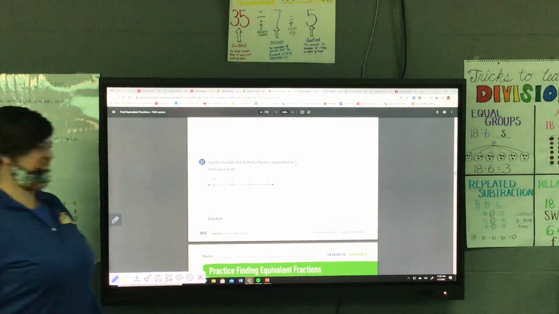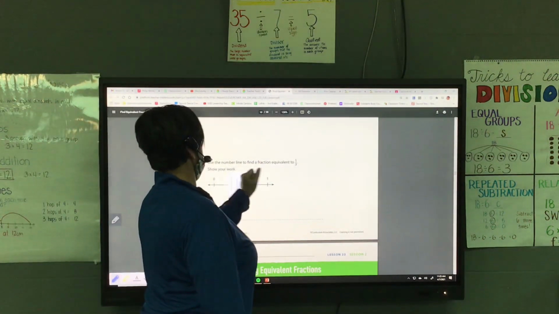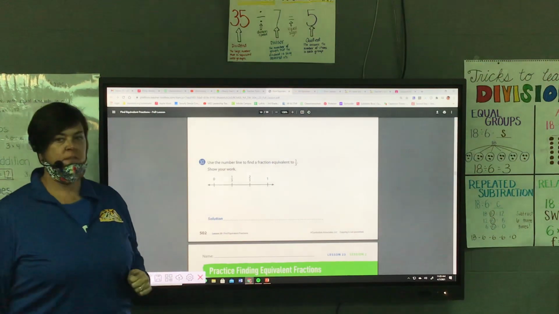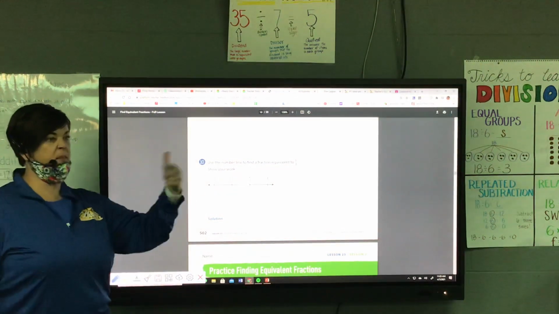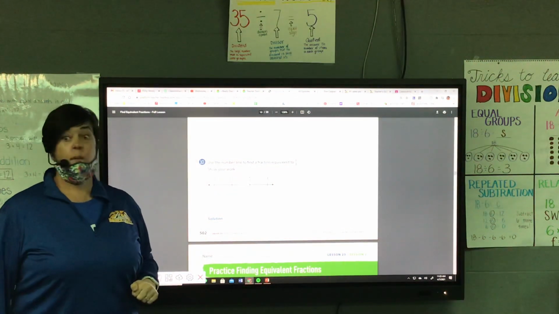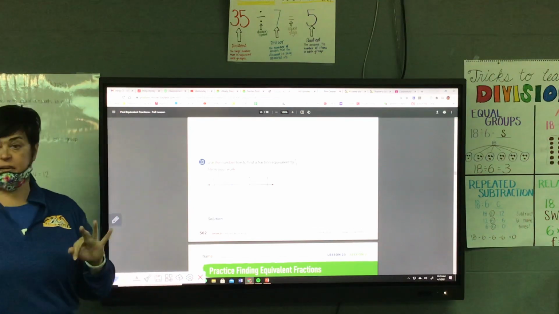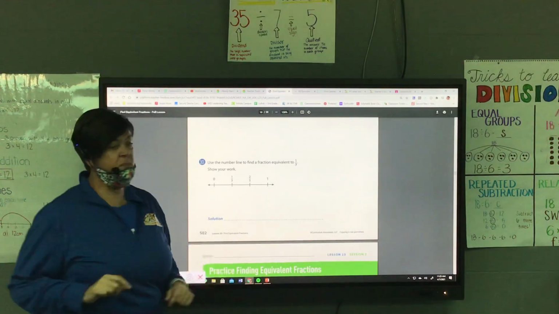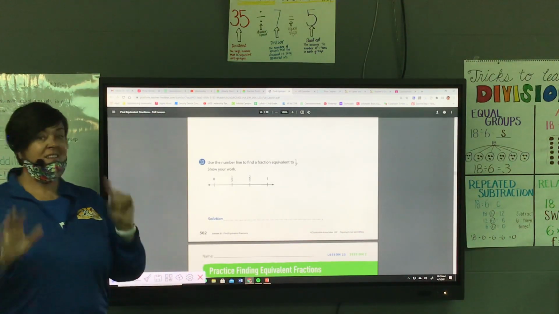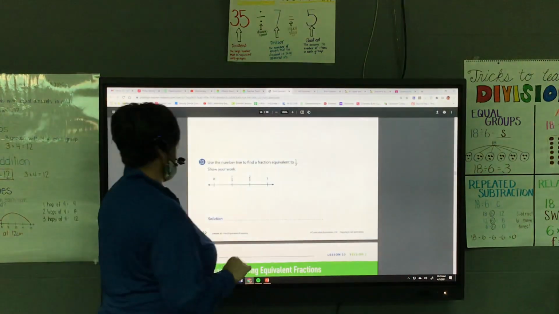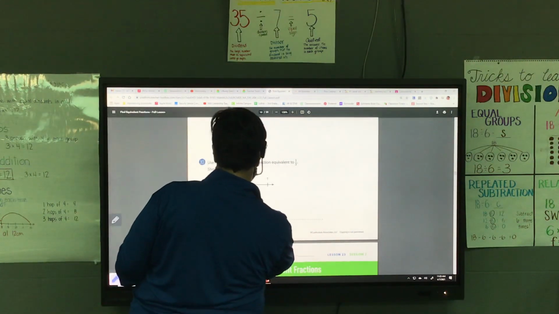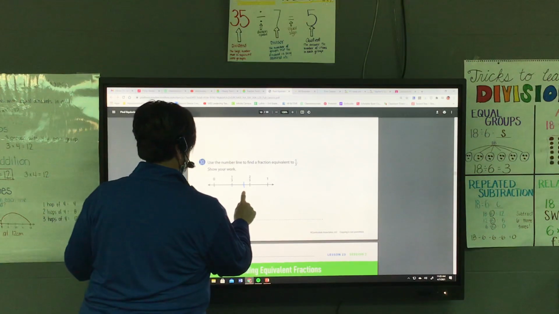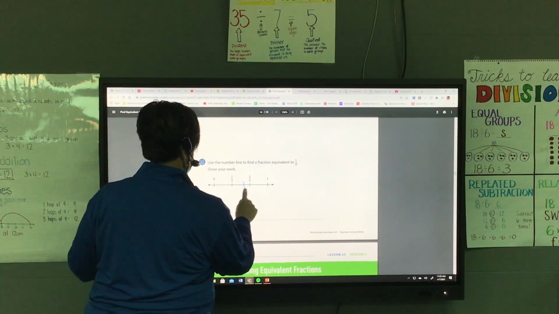Fourths? No. Look at my denominator. What's our denominator? 3. I want to double that. If I double 3, what do I have? 6. So let's split this into sixths. What is half of 6 though? 3. So I have my halfway mark, which is 3/6.